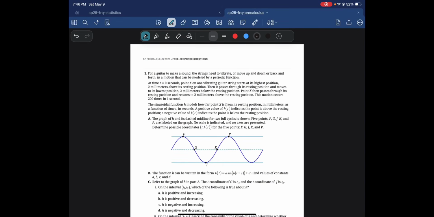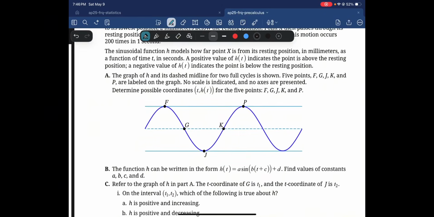Now, I'm going to give you a little bit of time. Pause the video and read these 3 paragraphs. Okay. Now that you hopefully have read those 3 paragraphs, let's do part A.